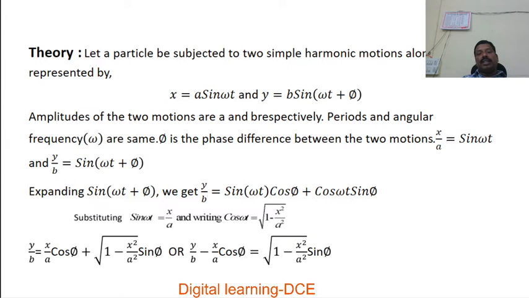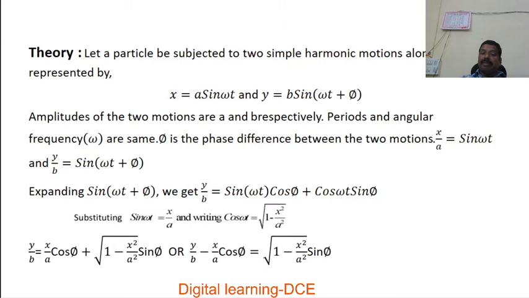Now we are going to discuss the mathematical theory connected with the Lissajous figure. For that, let a particle be subjected to two simple harmonic motions. One is taken along the x-axis conventionally and another along the y-axis. These are represented using the equation for the displacement of a particle executing simple harmonic motion.